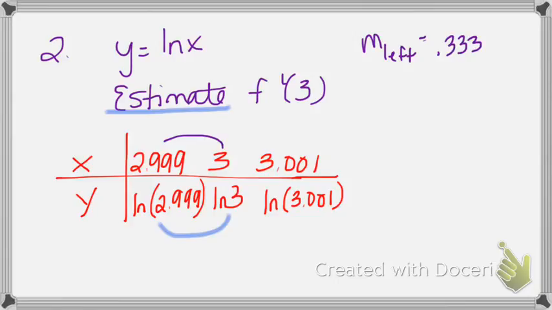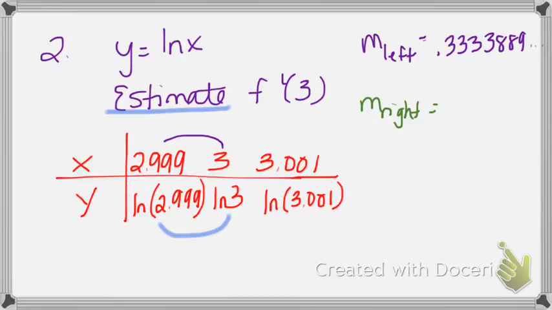0.333, lots of 3's, and then 889 and 889, and it just keeps going. And I'm going to store that in the calculator. I'm just going to keep it on my calculator, I'm not going to get rid of it because I'm going to use it in a minute. So then I'm going to find the slope on the right.